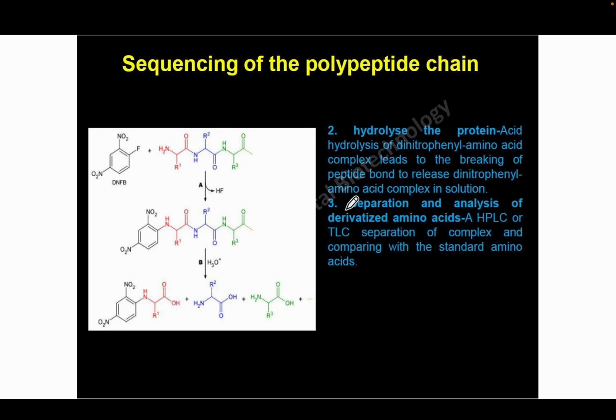The next step will be to hydrolyze the protein. Acid hydrolysis of the dinitrophenyl amino acid complex leads to breaking of the peptide bonds, releasing the dinitrophenyl amino acid complex in solution. Step 3 will be separation and analysis of derivatized amino acids. HPLC or TLC is used for separation of the complex and comparing with the standard amino acids.